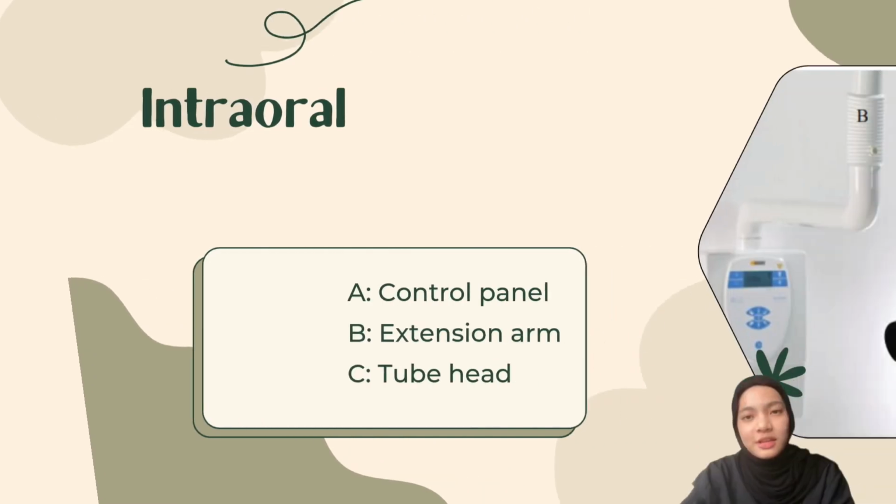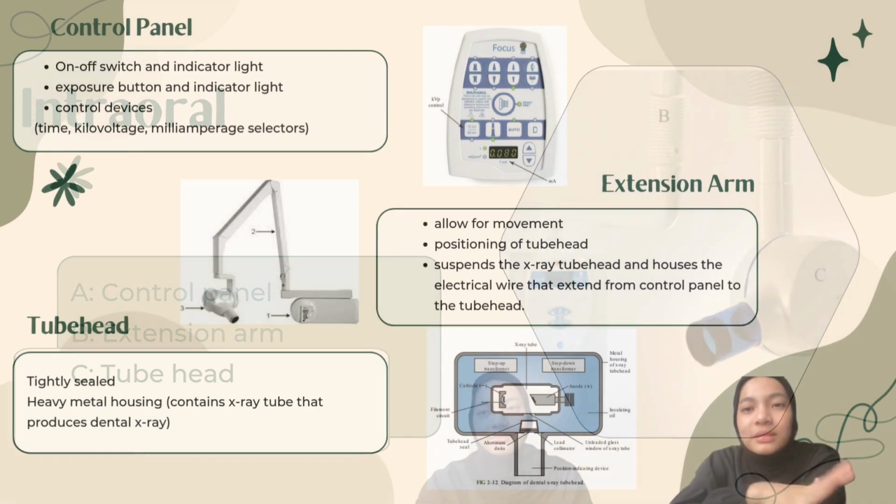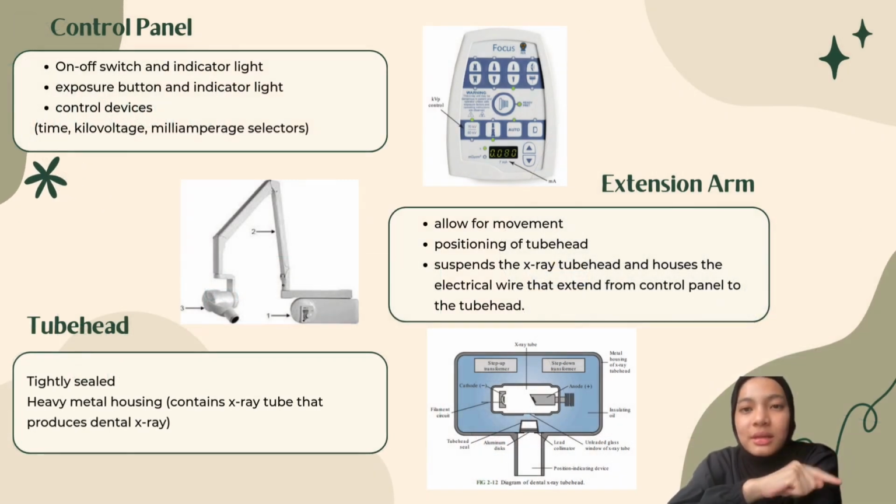Now, let's discuss the basic components and modalities. Let's start with the intraoral radiography system, the most common modality used in dental practice. It consists of three primary components. First, the control panel serves as the system command center, housing the on-off switch, indicator light, exposure button, and control settings for time, kilovoltage, and milliampere. This adjustment ensures accurate and safe exposure for high-quality images.